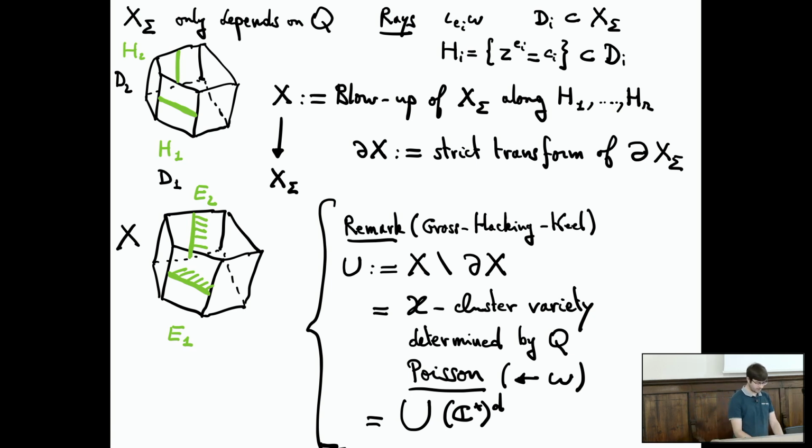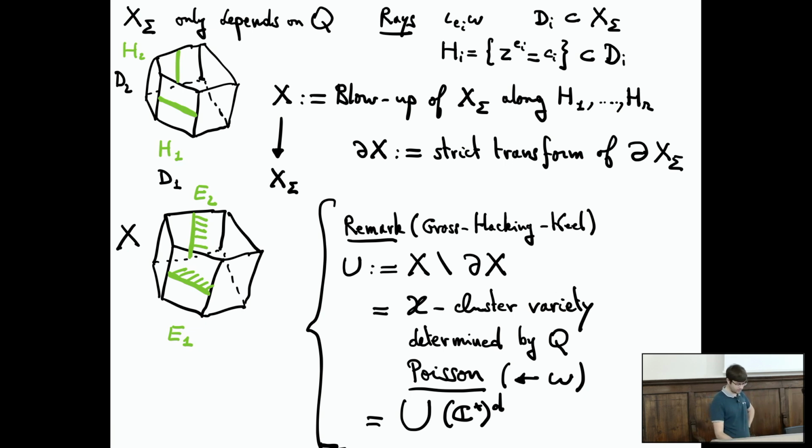So in the previous story, we had this toric variety and these H_i, which are codimension 1 inside the boundary, so codimension 2 in the total space. And now we do something else. We can blow up these H_i, these codimension 2 loci in the total space. It's a non-toric blowup because the H_i are not toric strata. What you get as a result I denote by X, a blowup of our toric variety X_sigma. And I denote by partial X the strict transform of the toric boundary. So you get a new pair X with boundary partial X.